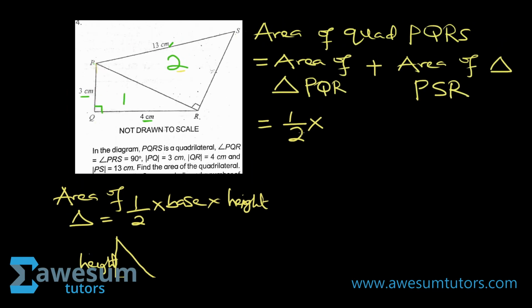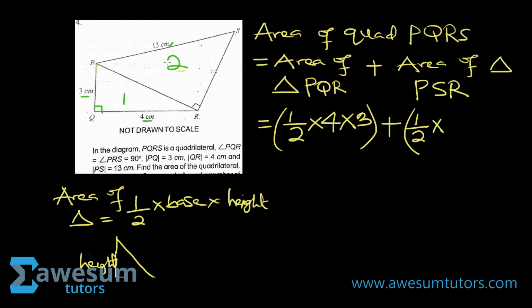Let's come back to this place. For PQR, it's going to be half times base. Base is 4, times height. My height is 3. Very good. This is the area of triangle PQR. Plus the area of triangle PSR. So that's going to be half. Remember, the area of a triangle is half times base times height.